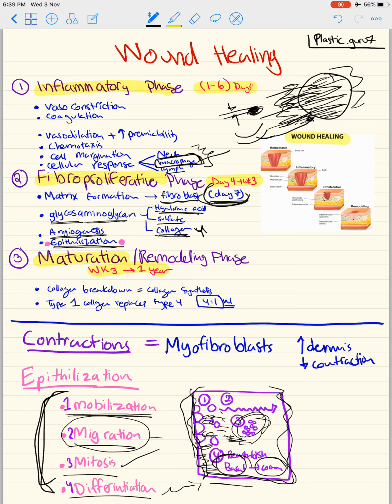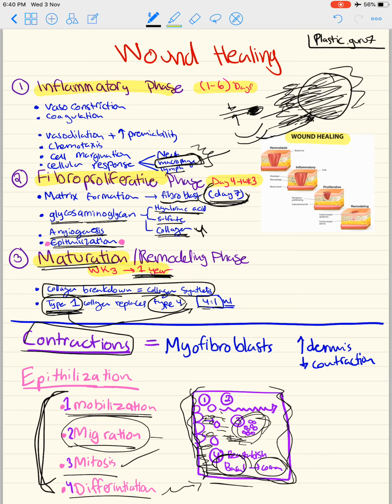Last but not least, we have the maturation process, which, as I mentioned, takes about a year. This is when the collagen breakdown and the collagen synthesis are equal, and the most abundant type of collagen will be type 1, which is the same as the rest of the body, with the ratio of 4:1 to type 4. Lastly, we have contractions, which are an important aspect of wound healing.